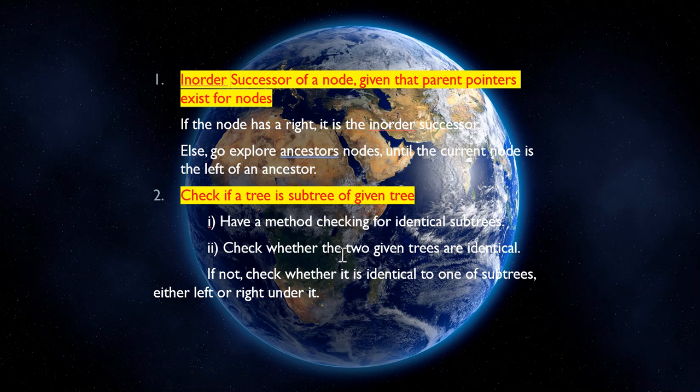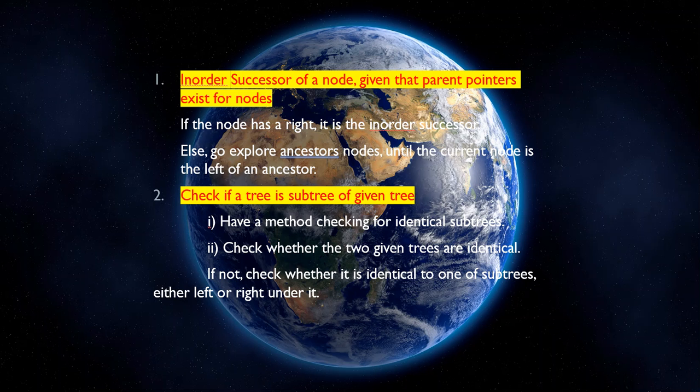The next simple question is check if a tree is a subtree of a given tree. What you can do is have a method which checks whether the given two trees are identical, and reuse it in your recursive function, which sees whether the given tree is identical to the tree under inspection. And if not, we have to see whether the given tree is identical to one of its subtrees. Those are some of the questions which I consider easy.